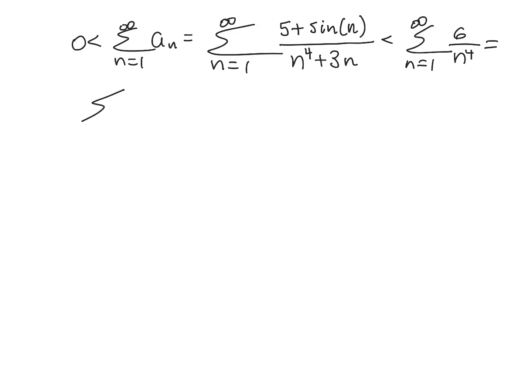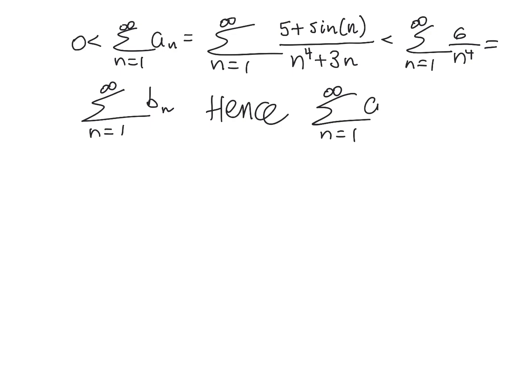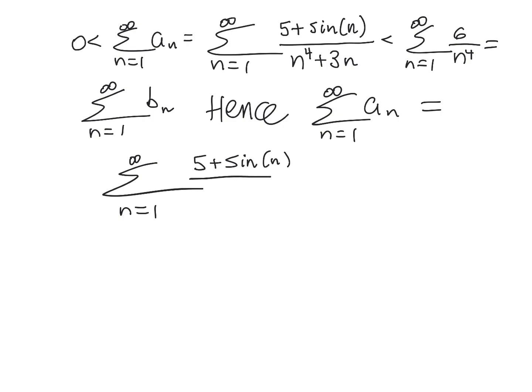We know that this series converges, and therefore we make the call here by using the comparison test. The summation from 1 to infinity of 5 plus sine n divided by n to the fourth plus 3n, which is the a sub n series, converges by comparison test.